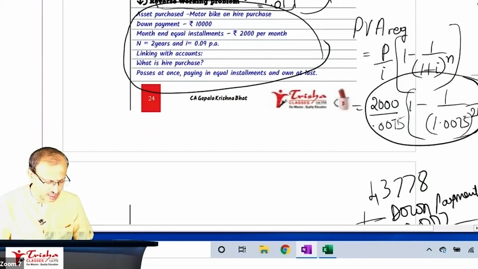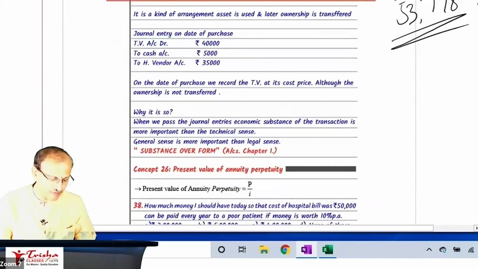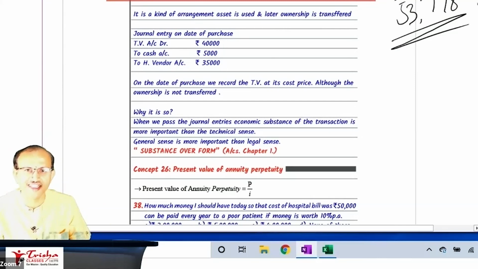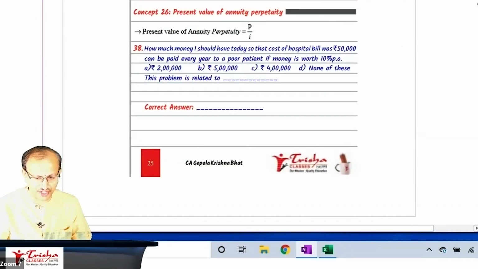There are other questions posed here: what is hire purchase, what does it mean? I will discuss that in some other discussion. I will be back here with the present value of annuity.